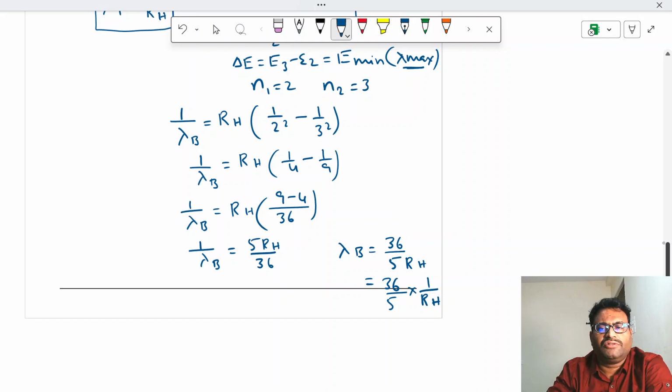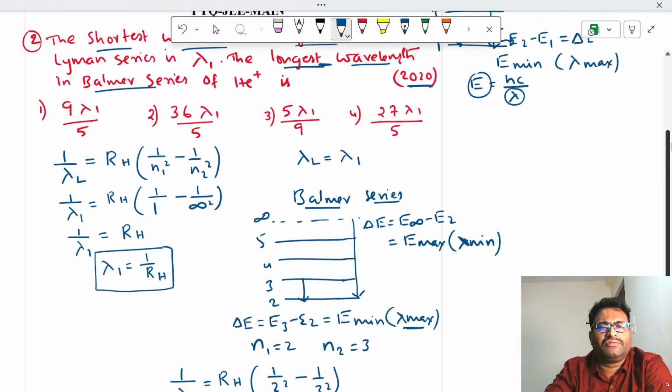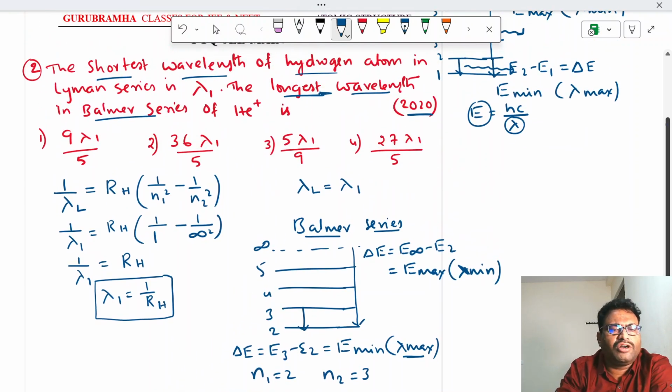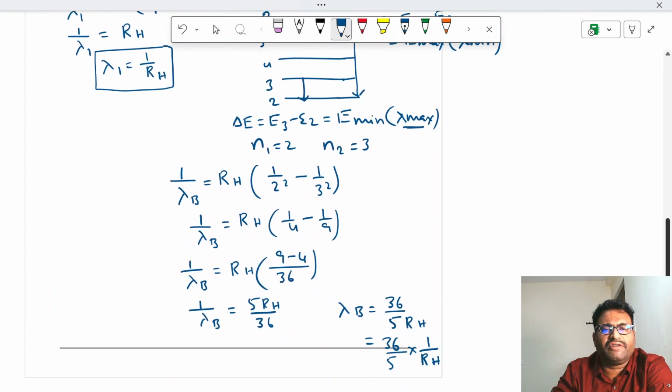Right. So what is the question? Here it is not the Balmer series of hydrogen. The Balmer series of what is given? Helium. The Balmer series of helium. So in the formula, what do you need to take?